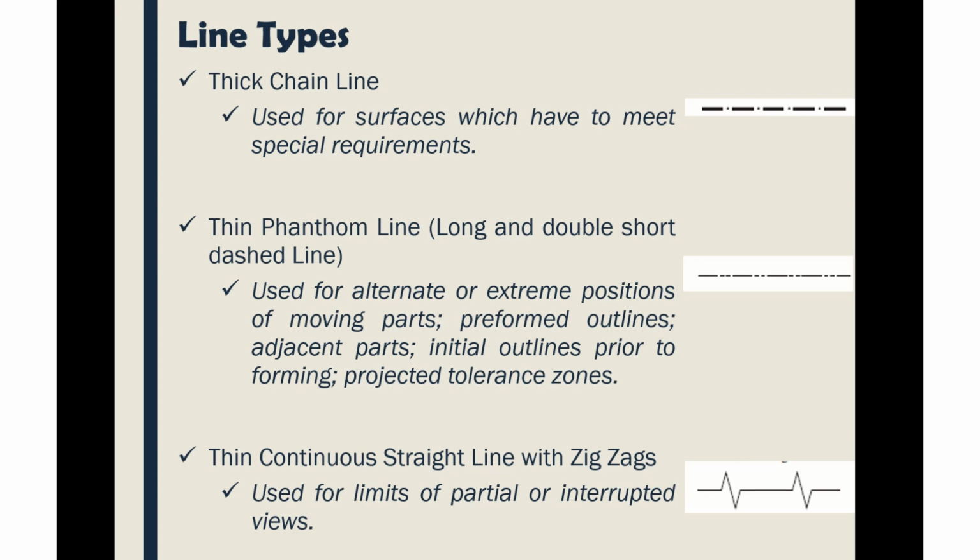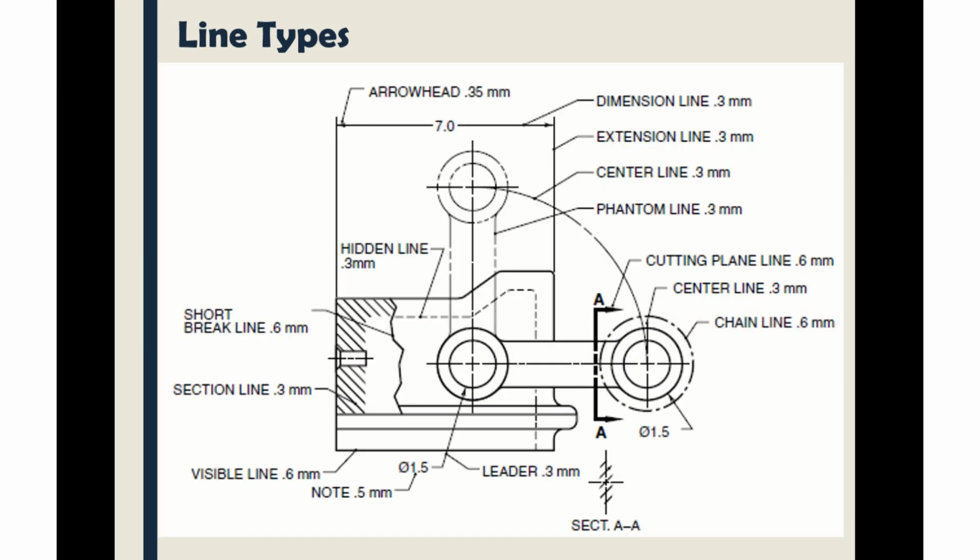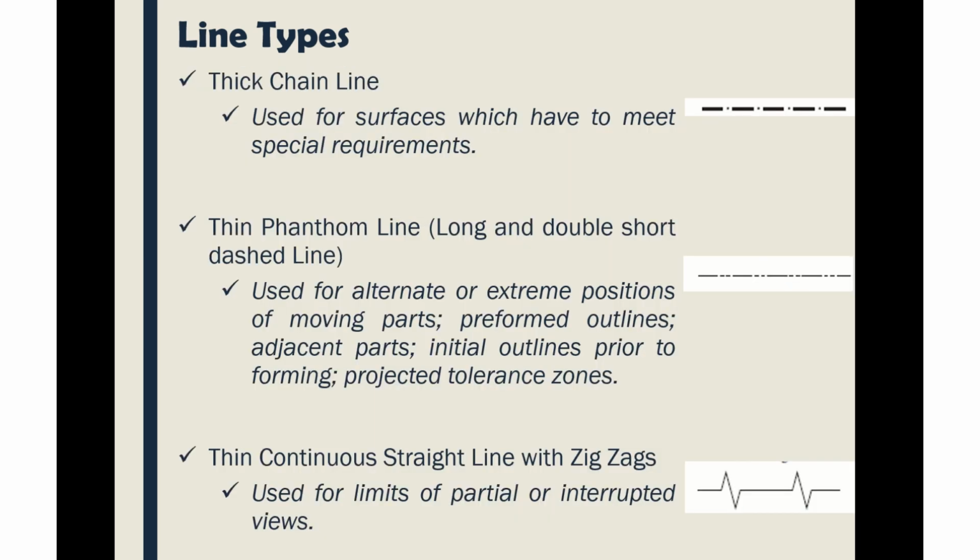Okay, we have the thin phantom line, which is long and double short dash line. They are used for alternate or extreme positions, or for moving parts, for preformed outlines, adjacent parts, for initial outlines prior to forming, and for projected tolerance zones. Again, you won't find that in most drawings. Okay, so I won't dwell so much on that.